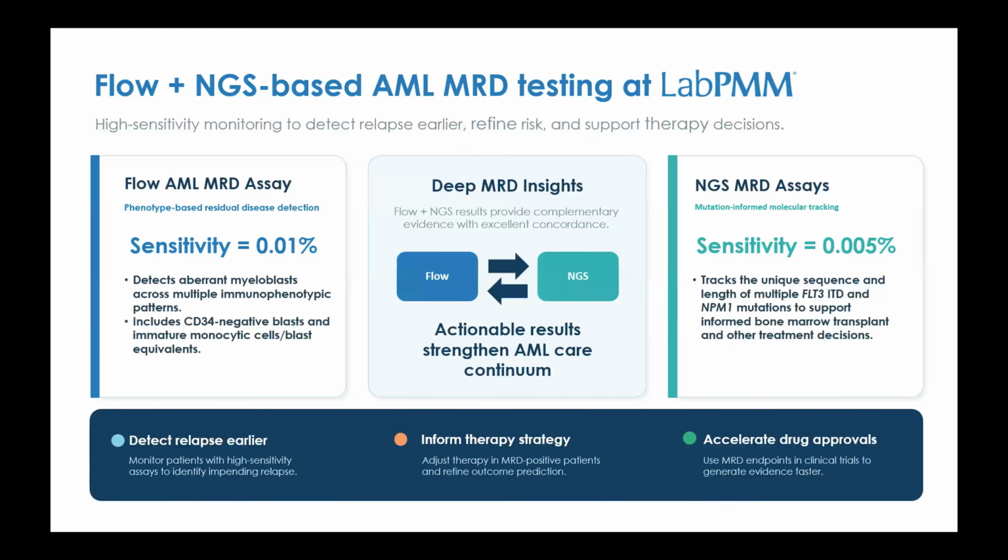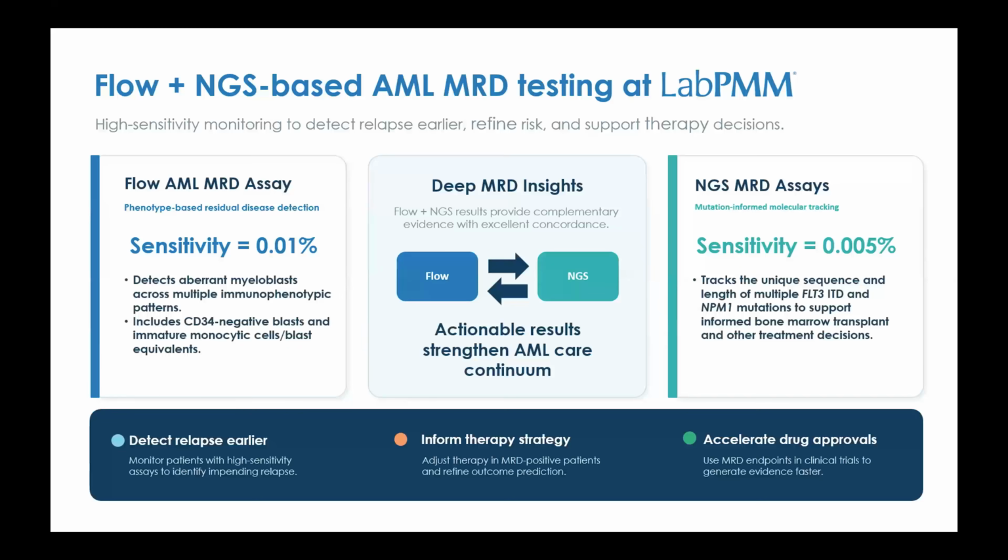So to summarize the benefit of our combined flow cytometry and NGS for FLT3 ITD and NPM1 approach, you can see, as we saw, our flow cytometry assay can detect pretty much all the immunophenotypes of AML, including CD34 positive blasts, CD34 negative blasts, which could sometimes be a little bit challenging, and monocytic myeloblasts, and has very good sensitivity. It's 0.01%, as we saw in one of our cases.